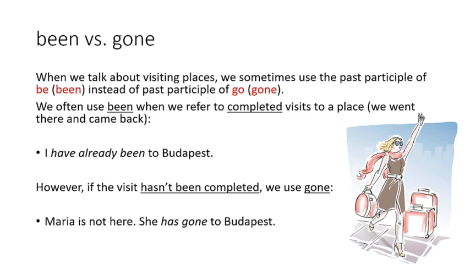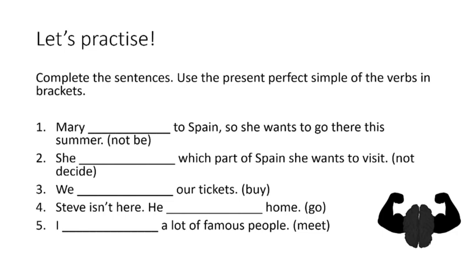Okay, so let's try to practice this a little bit. Complete these sentences using the present perfect simple of the verbs in brackets. So here pay attention to the subject. Which form of auxiliary verb do you need? And pay attention to the verb. You need to put it in the past participle.